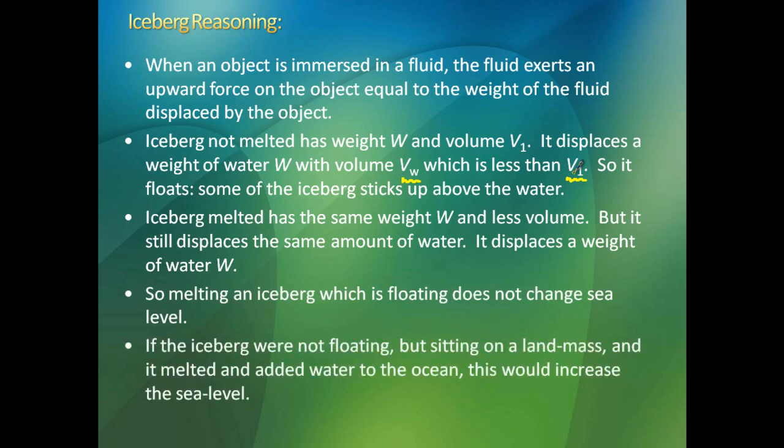So if the iceberg were not floating but sitting on a landmass and it melted and added water to the ocean, this would increase sea level, and everybody living on islands or close to the ocean would drown.